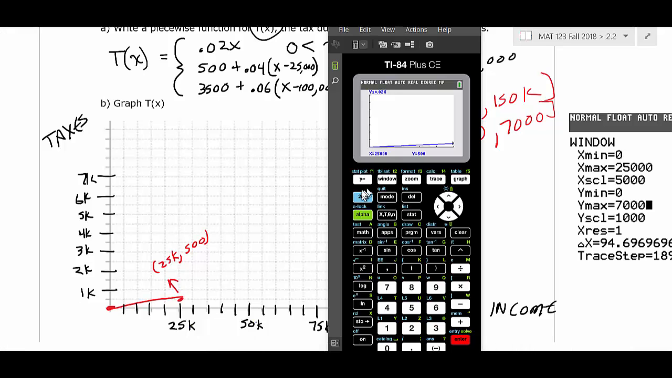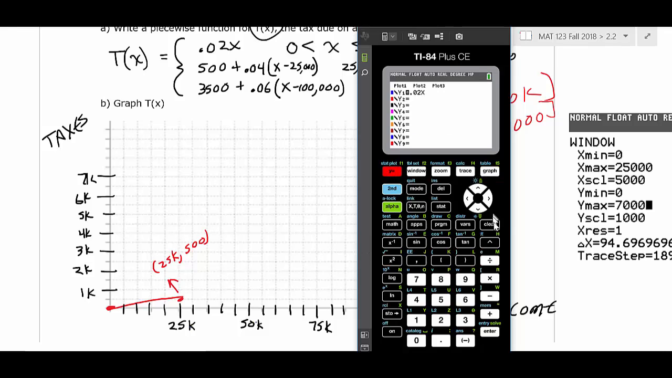So again, what I did is this. I put in Y is 0.02X. That's what I'm interested in. And then I put in this window to get that graph. Does anybody have a question about the trace? That makes it go real fast. Trace 0, trace 25,000. Okay, now we go to piece number 2.